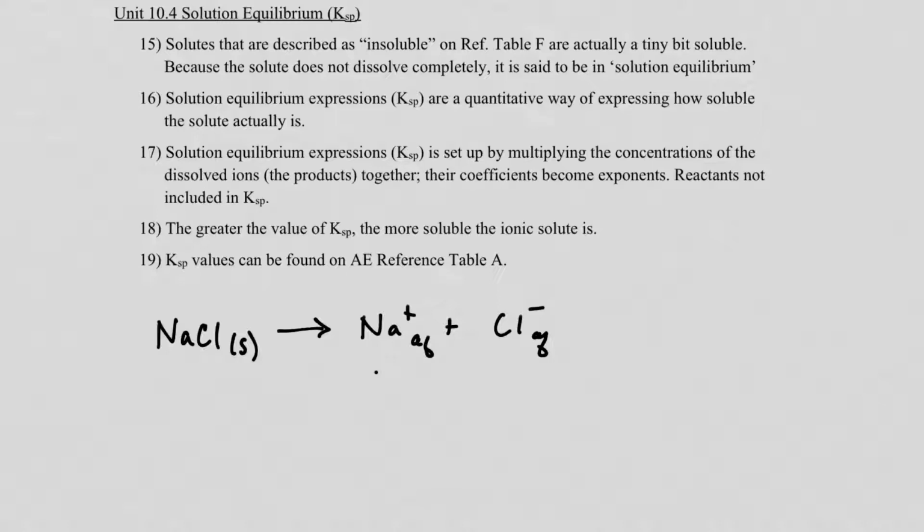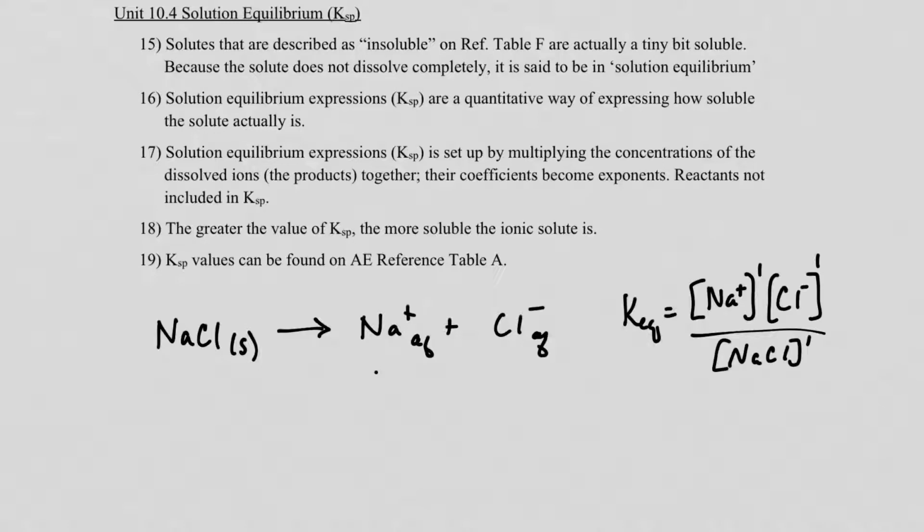And if we were to do a KEQ for this, this is where you have the concentration of your sodium ions raised to the first power, multiplied by the concentration of your chloride ions raised to the first power, divided by the concentration of the NaCl also to the first power, because all of these have a coefficient of 1. And we studied before that the larger the KEQ number, that meant the more products you had. And so KEQ was a number that gave us an idea of how far a reaction had progressed.